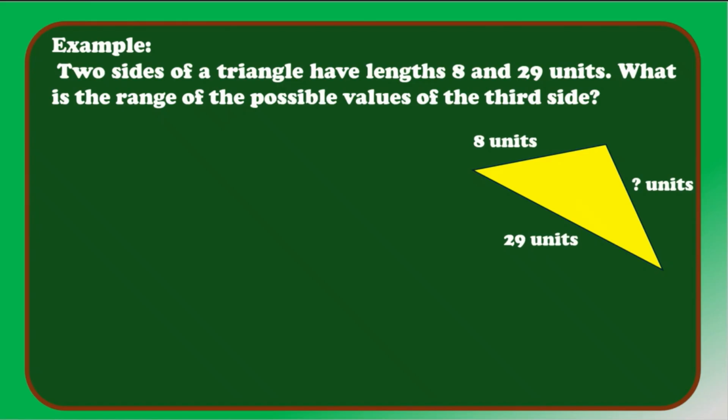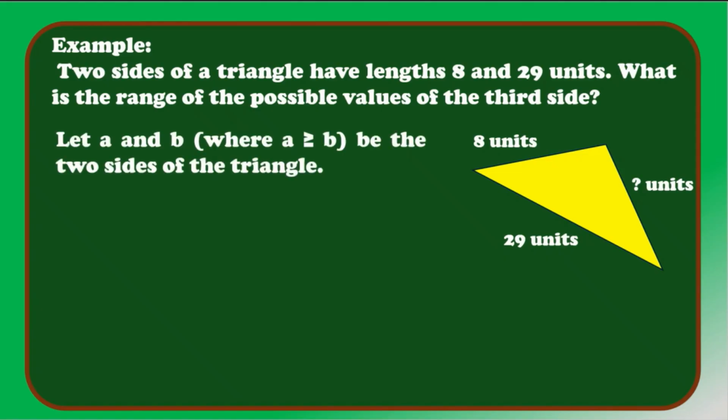The first thing that we need to do, for us to be able to use the triangle inequality theorem, is to represent our data first with our variables, okay? The first thing that we need to do is to represent A and B, the sides or the lengths of the sides that we have.